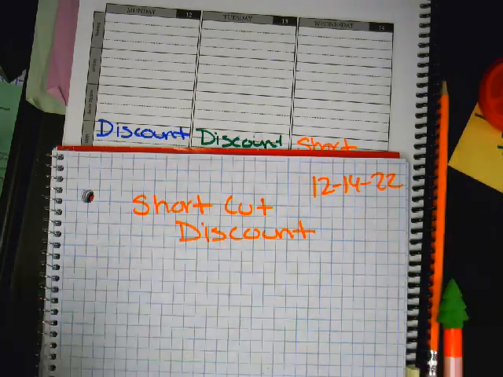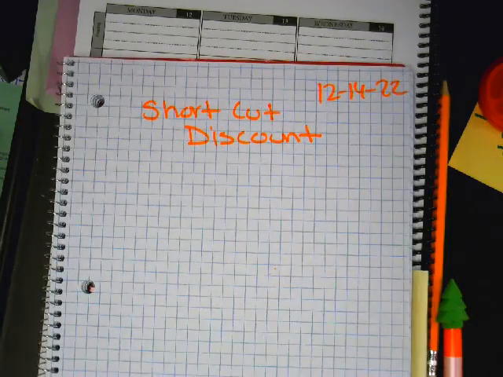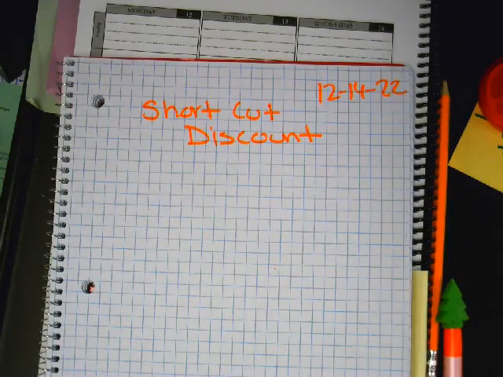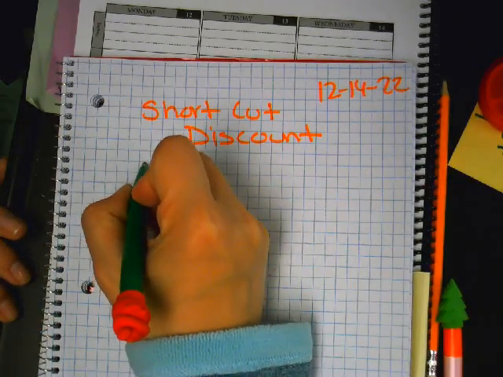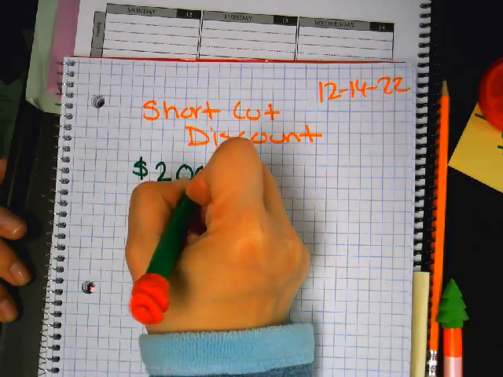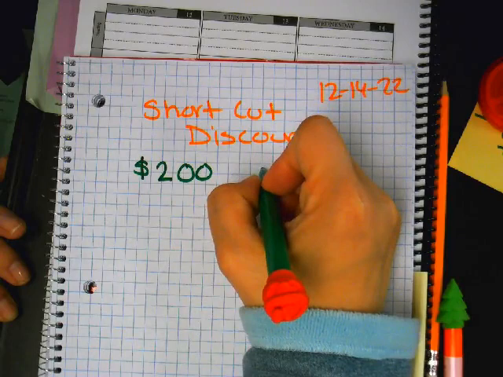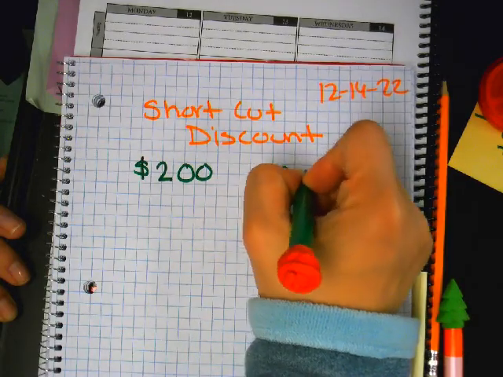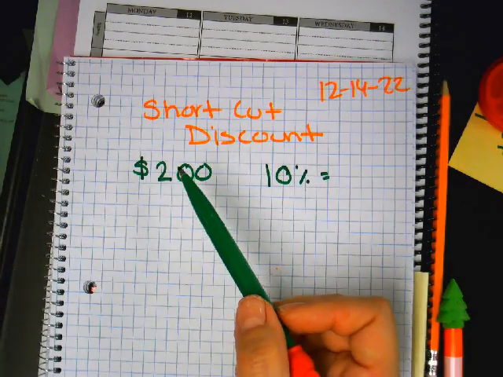Here's a shortcut. Now, with math, a shortcut is really useful sometimes. But the way I taught you how to do discount on Monday and Tuesday, that still works. This is just a shortcut. It may be useful for you, it may not be useful. It's fine. Okay, if something costs $200, I want to know how much do you save if it's 10% off?